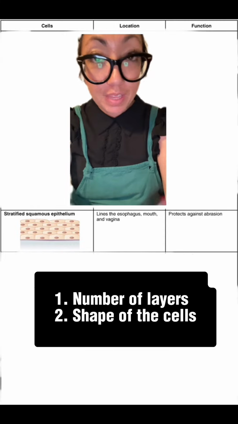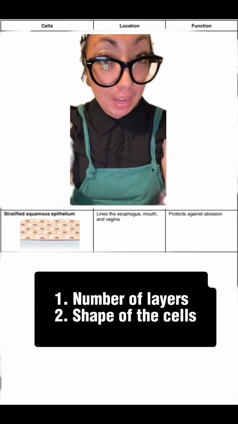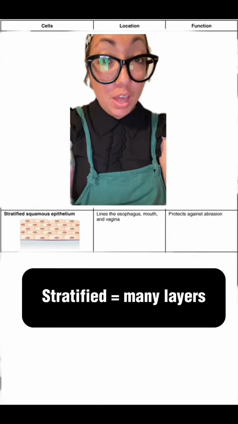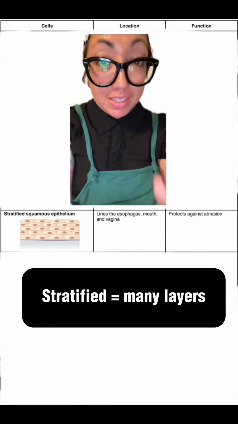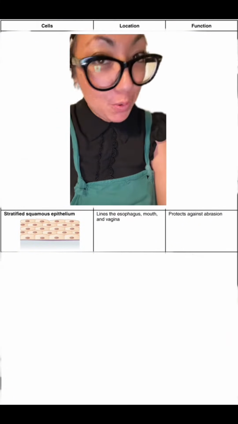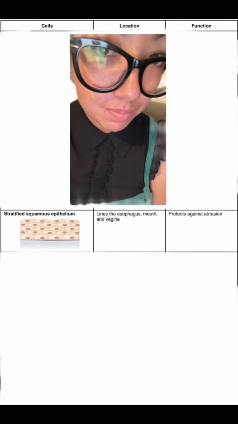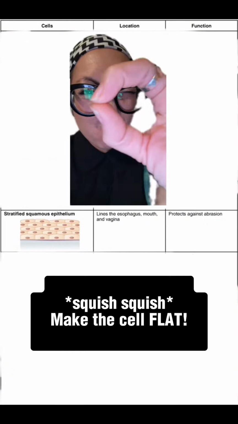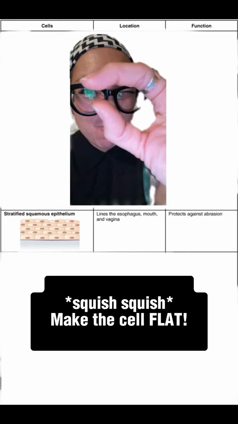Now let's take a look at stratified squamous epithelium. Don't forget about the strategy for naming tissues. The first word, stratified, means many layers. Do y'all remember what squamous means? I'll give you a hint. Beep, beep, beep, beep, beep.